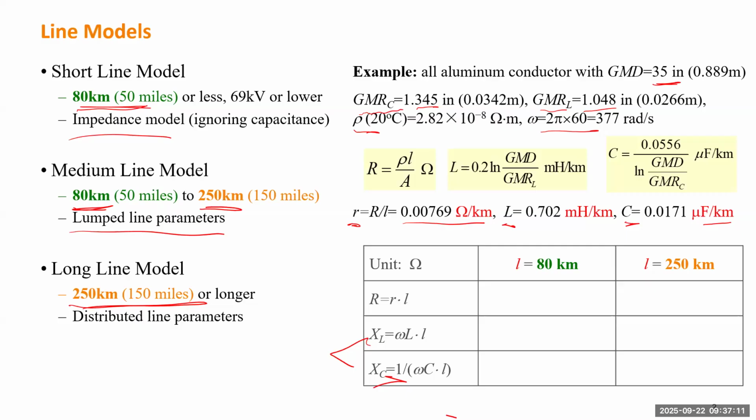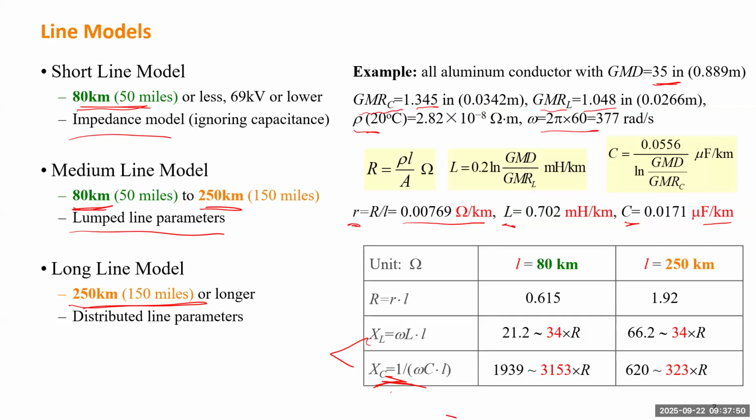So the smaller the R and X_L, which are in the series connection in the conductor, the smaller those values, the more likely we can ignore those parameters. For the capacitive reactance, it is the reactance between the conductor and the ground. If this value is very small, we cannot ignore this capacitor. So let's just do the calculation. R for 80 kilometers is about 0.6 ohm. For 250 kilometers, about 2 ohm.